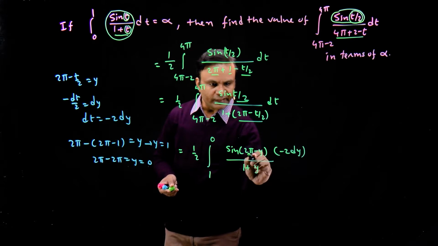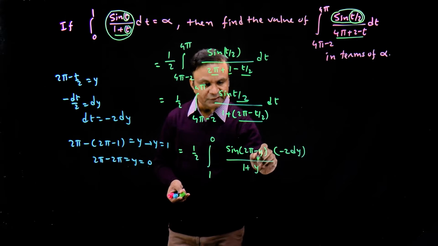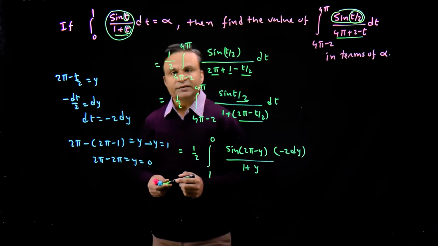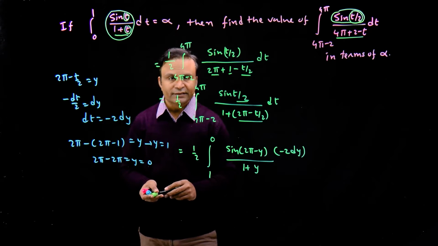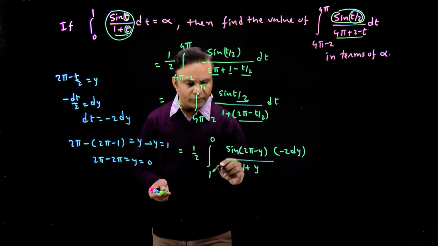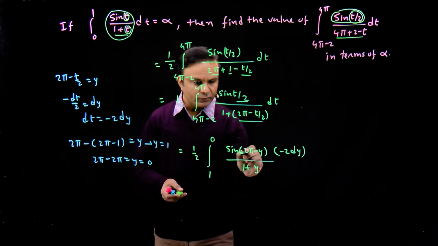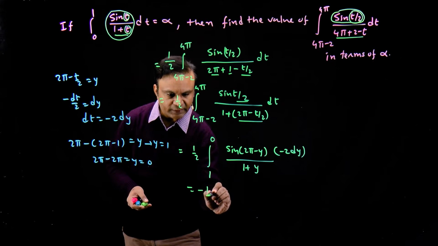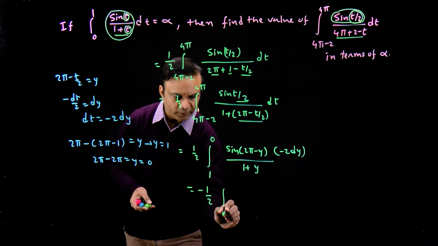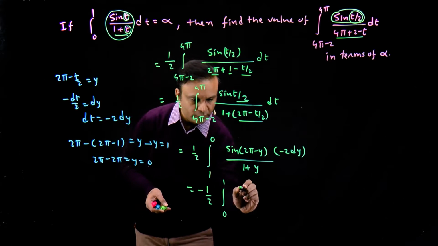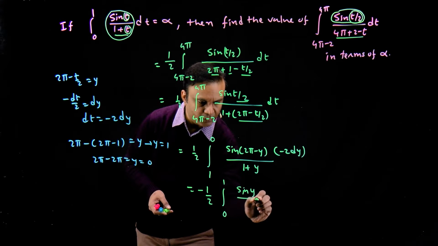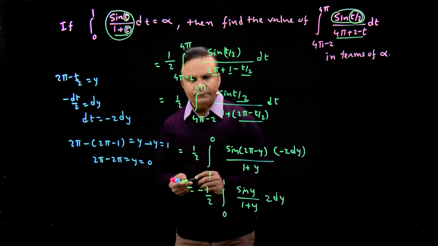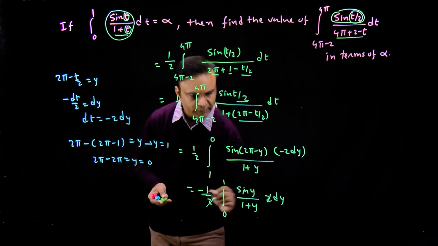Now one can say here we have y, here we have 2 pi minus y. Still this expression is not matching. But here we can make use of trigonometry. What is sine 2 pi minus y? It is actually minus sine y. So now we have actually 3 minus signs: one from change in the limits, one from this, and one from this minus 2 dy. So actually I have minus of 1 upon 2 integration from 0 to 1 sine of y upon 1 plus y multiplied by 2 dy. Here also 2 gets cancelled out.